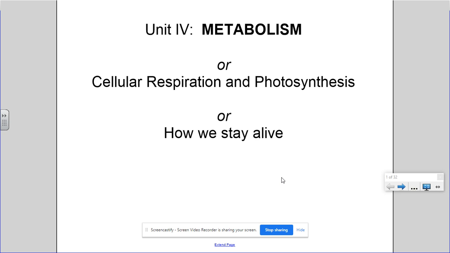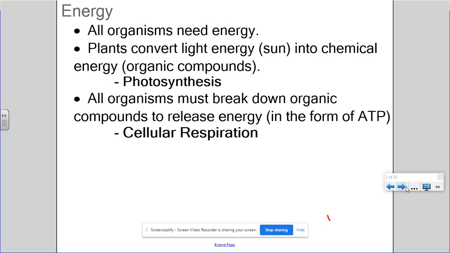Screencast on metabolism. Metabolism is the sum of all of the chemical processes in your cells. We're going to focus on how cellular respiration and photosynthesis are essential for us to be alive. This is why we also call this how we stay alive. This is all about energy.